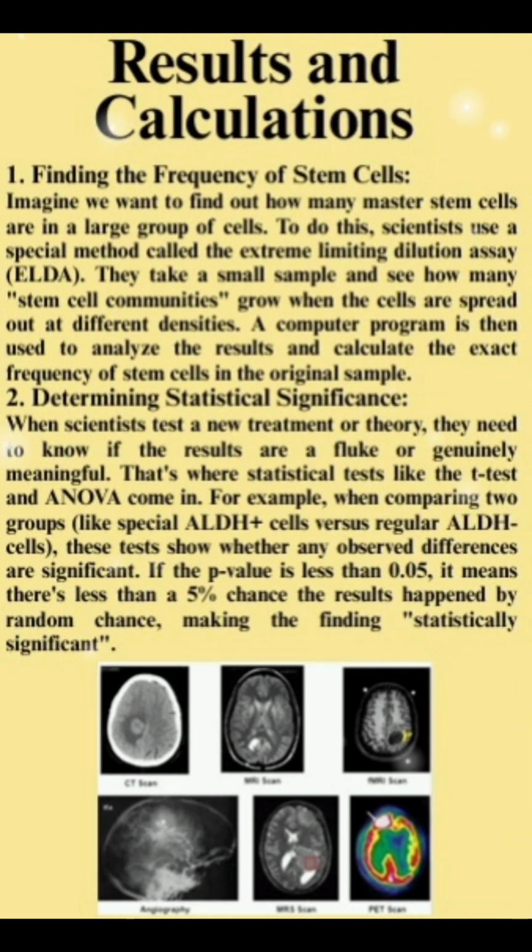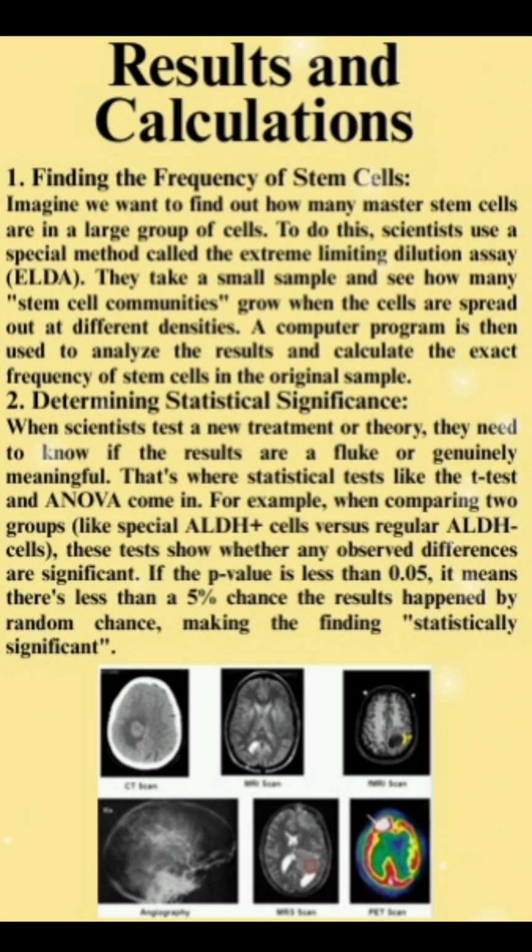in the original sample. Determining statistical significance. When scientists test a new treatment or theory, they need to know if the results are a fluke or genuinely meaningful. That's where statistical tests like the t-test and ANOVA come in. For example, when comparing two groups like special ALDH-plus cells versus regular ALDH-minus cells, these tests show whether any observed differences are significant. If the p-value is less than 0.05, it means there is less than a 5% chance of the result happening by random chance, making the finding statistically significant.